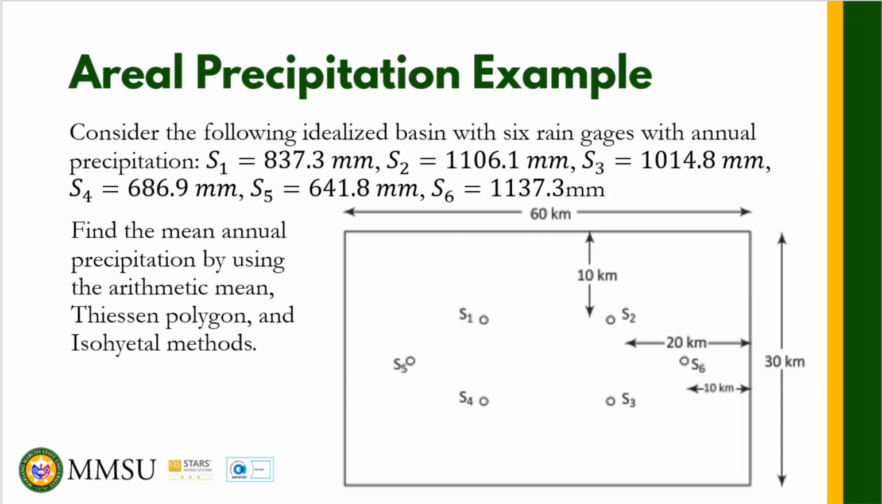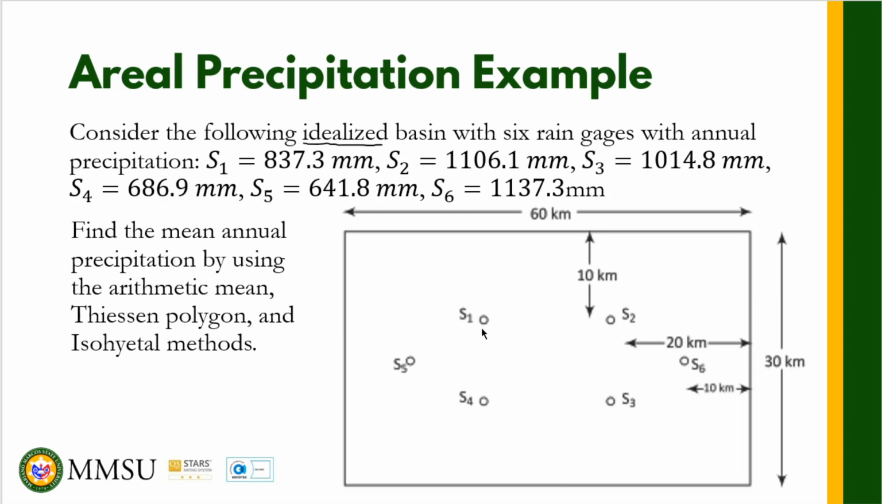Alright, so as you can see in the figure, we have a rectangular basin. Okay, in real life, we do not actually have a rectangular basin. All basins are irregular. That is why it's called an idealized basin, because we cannot see something like this in the real world. For the ease of computation, we are going to use a rectangular one.